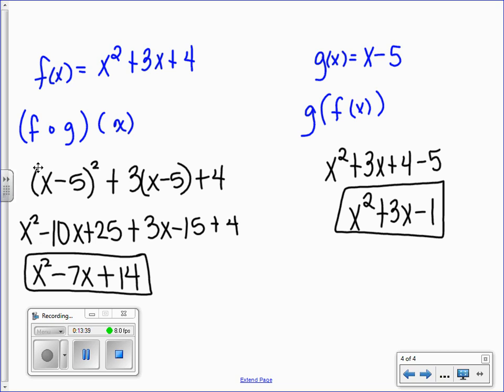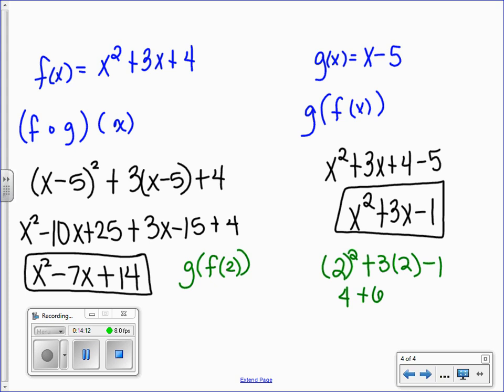Okay, let's keep these same 2 up here. And what if we had g of f of 2 and, well, let's start with that. G of f of 2, what would I do with that? Put the 2 in for x. Which one of these? One on the right. Okay, so 2 squared plus 3 times 2 minus 1. It's going to be 4 plus 6 minus 1, 9.